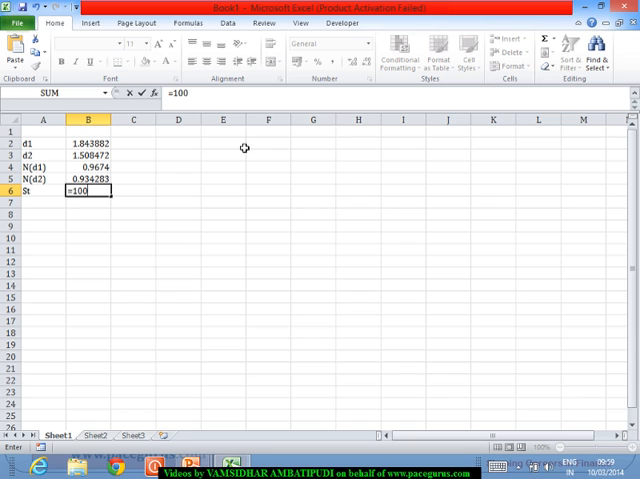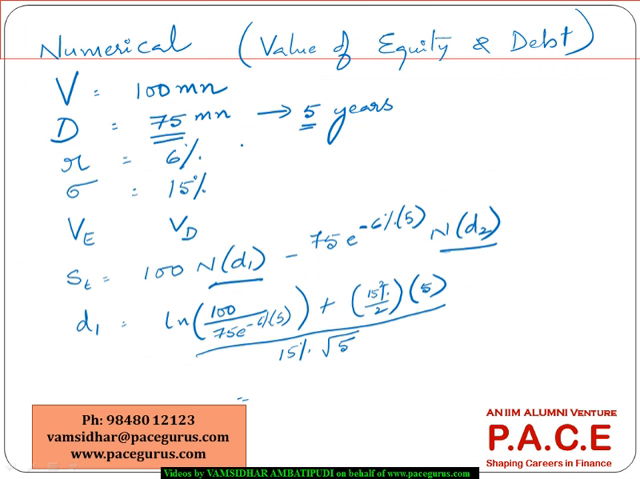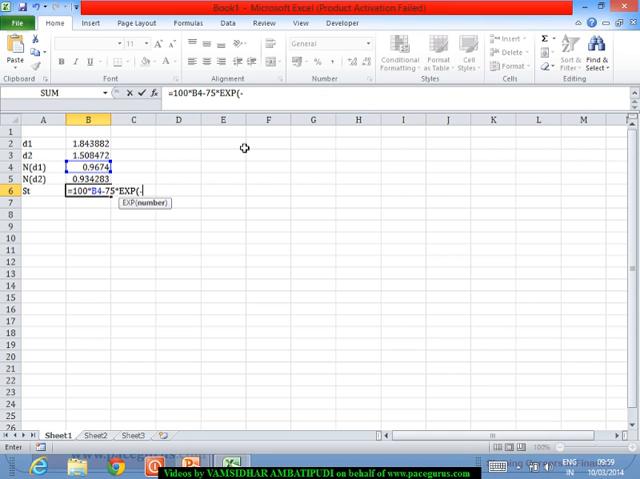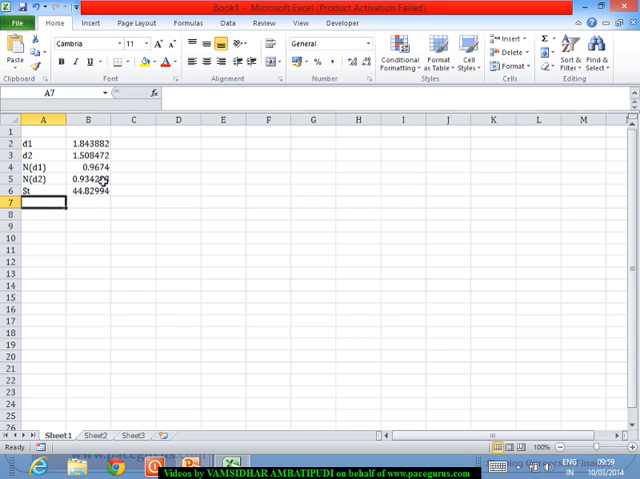current firm value multiplied by ND1 minus the present value of the debt, 75 e power minus 6% into 5. So this has to be multiplied by ND2. So this is the value of the equity.